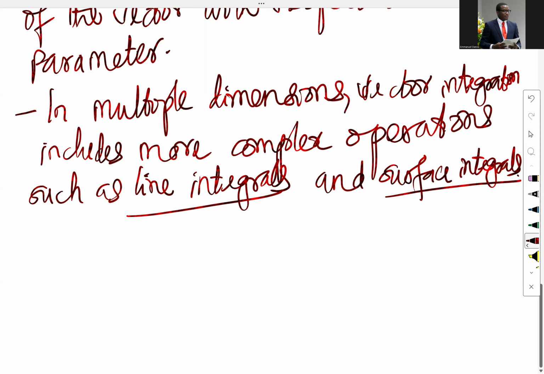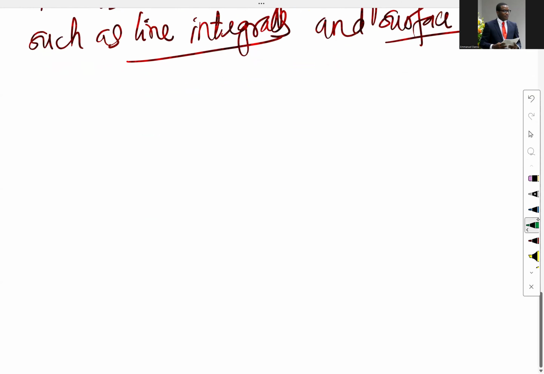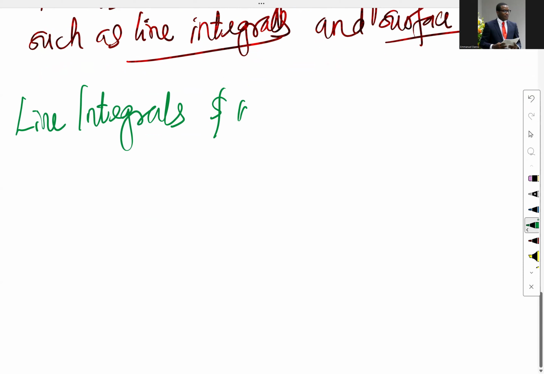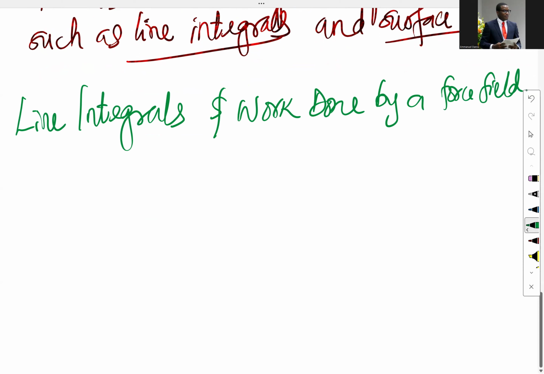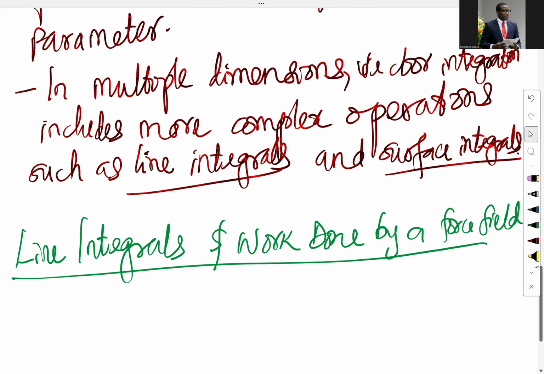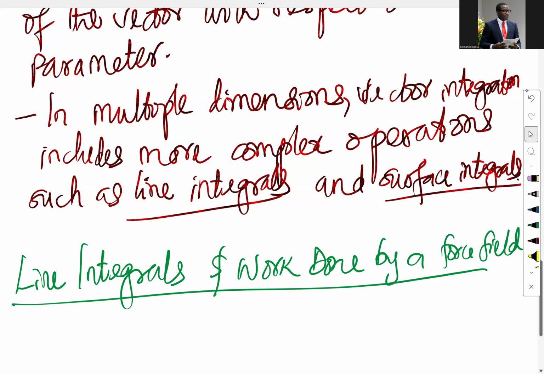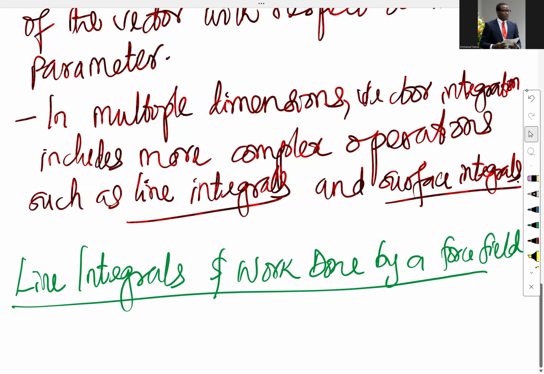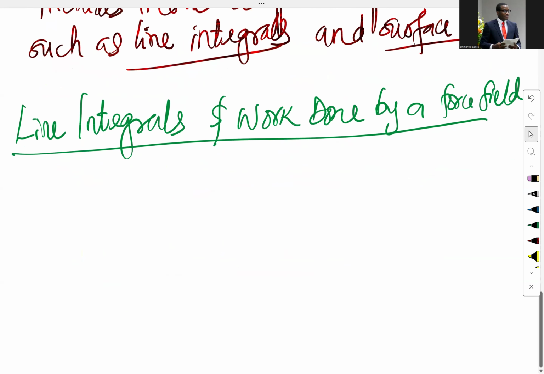So that takes us to the next part where we talk about line integrals and work done by a force field. This, of course, arises from talking about integration of multi-dimensional vectors. So line integrals and work done by a force field.